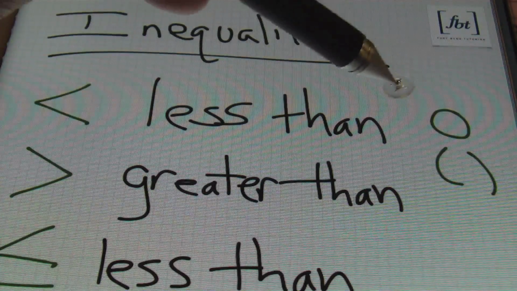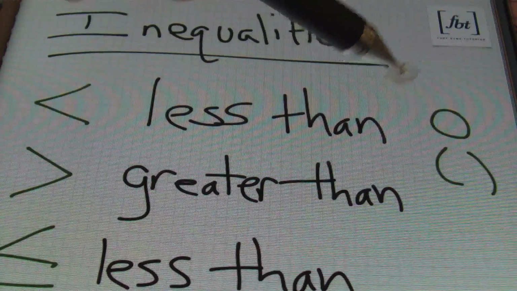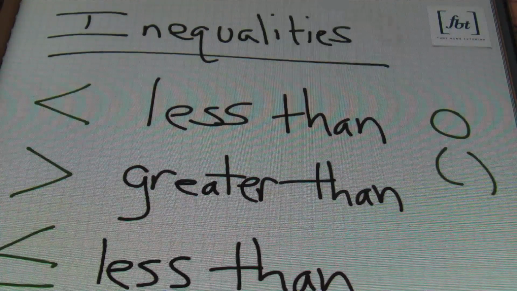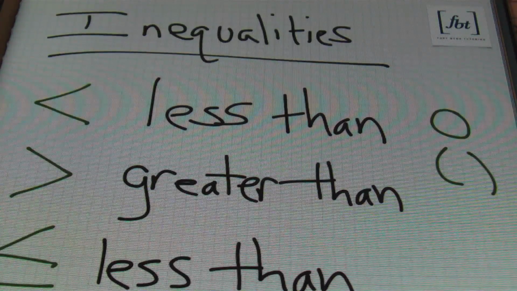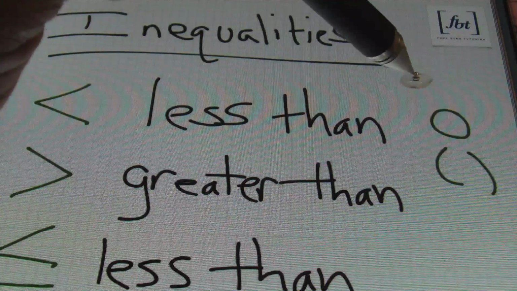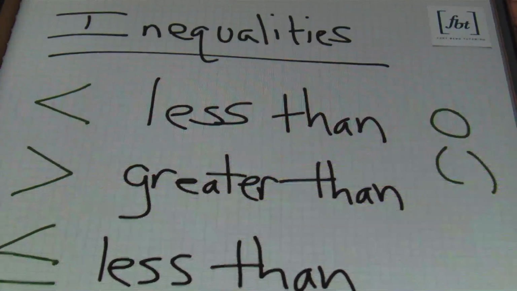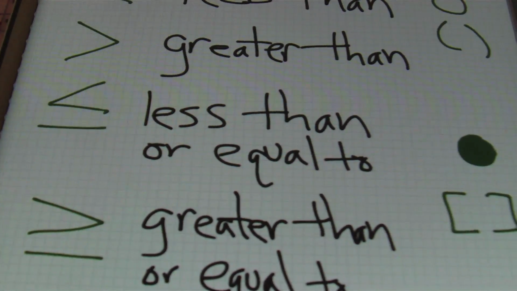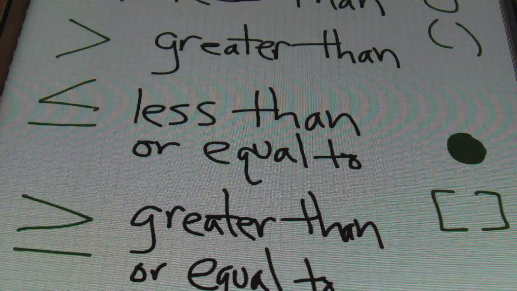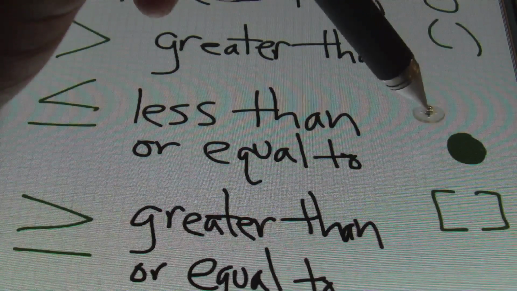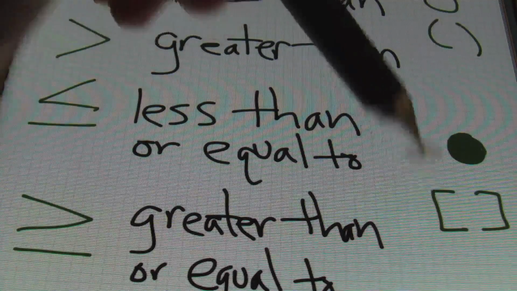So when you have a less than symbol or a greater than symbol on a number line, you're going to represent the value with an open circle, or in some classes you'll use parentheses. Depending on what level of mathematics you are, you'll use either an open circle or parentheses. When it comes to your less than or equal to, or your greater than or equal to symbols used on the number line, you'll use either a closed circle or brackets.